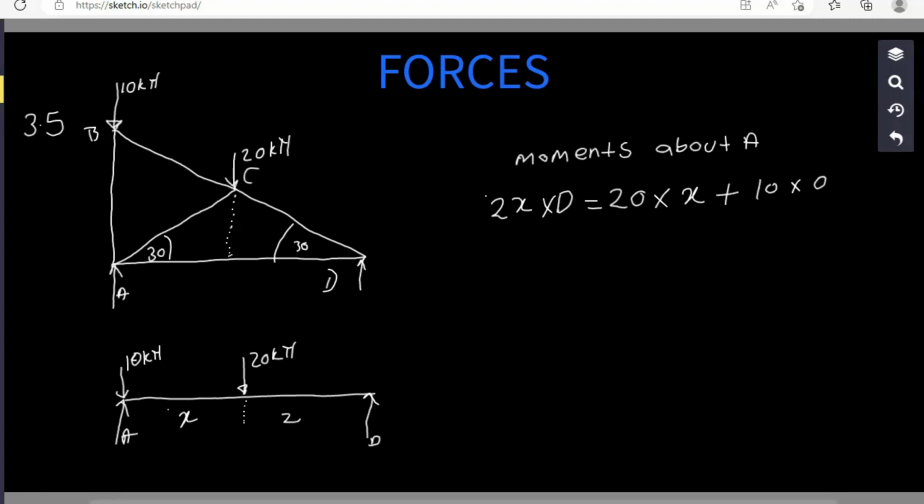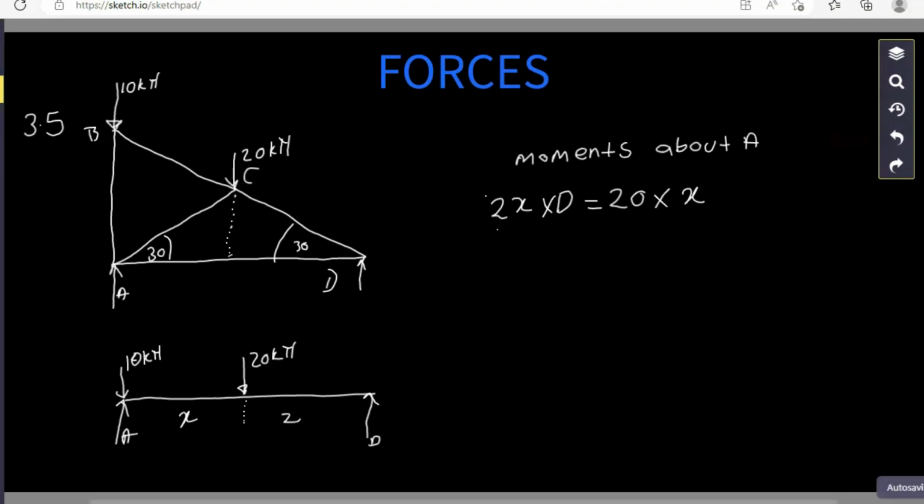The same way, whenever we're taking moments about A, we do not include A, because yes, A does exist as a force, but the distance between A and A, since we are taking moments about A, is 0. That is why we do not include A. So we are not going to include this force, the same way we do not include A, because the distance between the force and the point that we are taking moments about is 0. So I'm going to remove this.